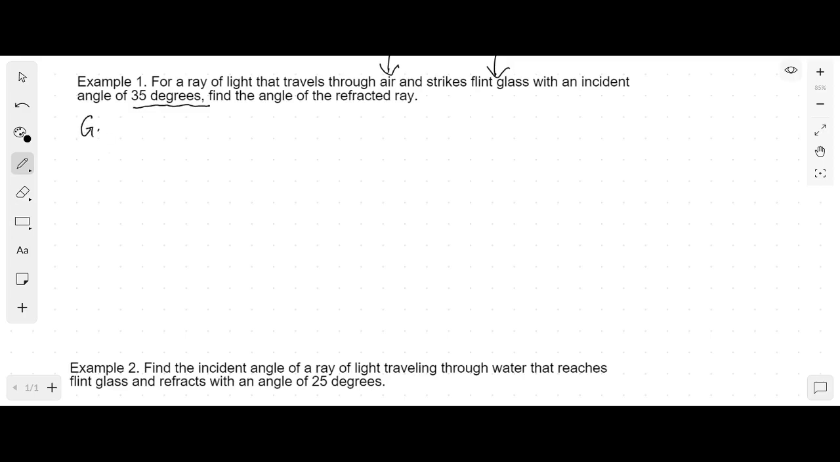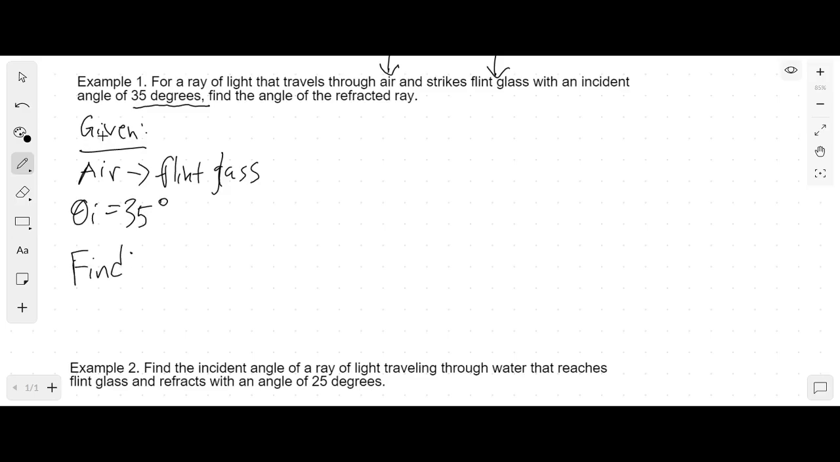So I'm just going to write a small little given list here. And first piece of information that's given is that the light goes from air and travels to flint glass. Now knowing the materials is important because that gives us the indices of refraction. We'll get to that in a bit. We also know that the incident angle is 35 degrees and the variable we need to find is theta r, the refracted angle. Now how we're going to start by doing this is looking at our given pieces of information.